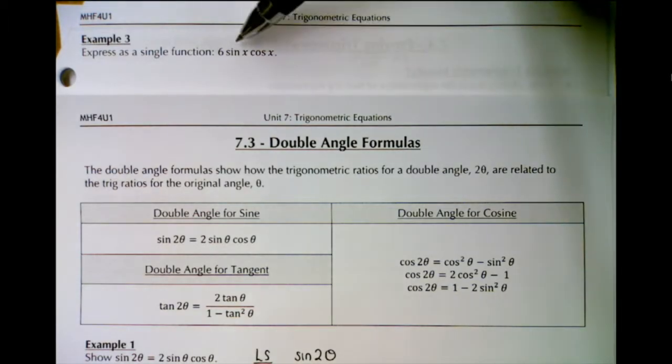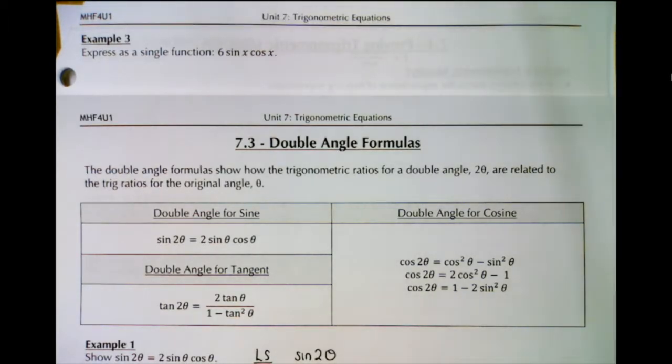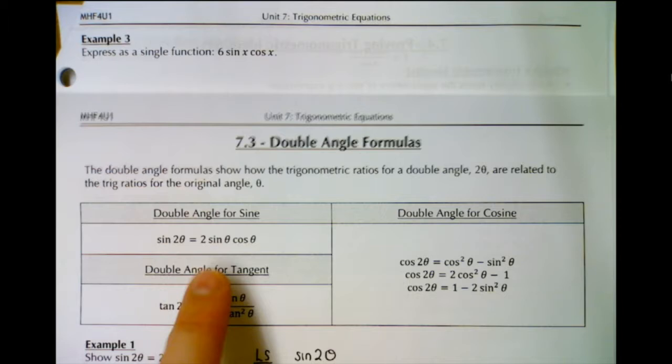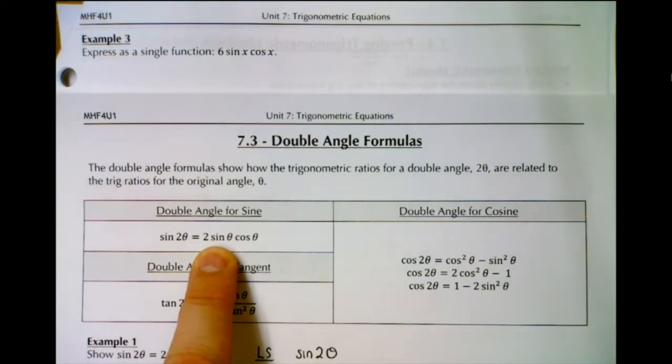Right now, we have two functions, sine x and cos x. We want to put them together as one function. So either sine, cos, tan, or any of the other trig functions. But we know double angle formulas for sine, cos, and tan, so hopefully there's one on here that'll help us. And the double angle formula for sine looks a lot like our expression. The only difference is that instead of 2, we have 6.